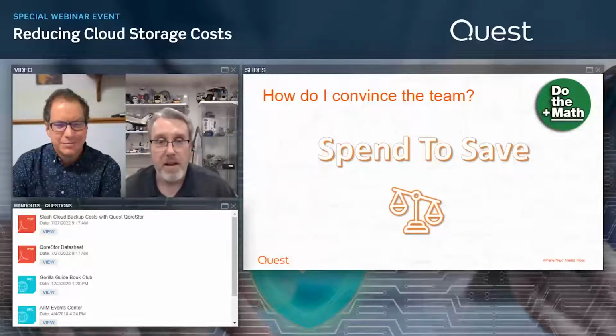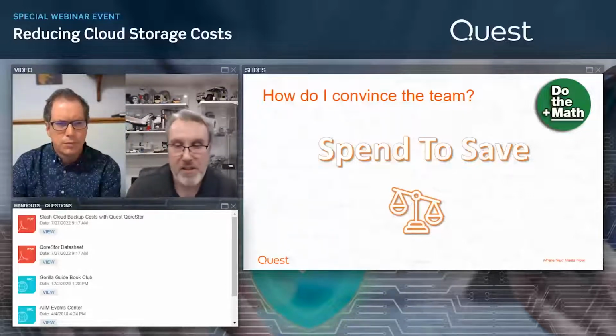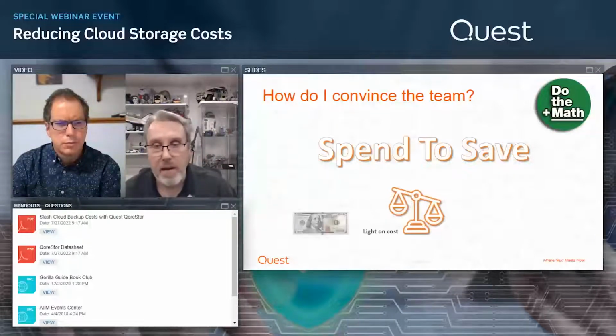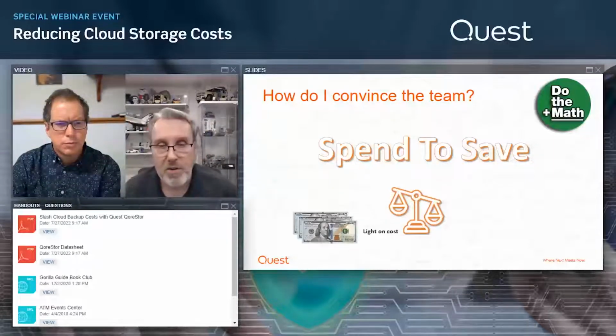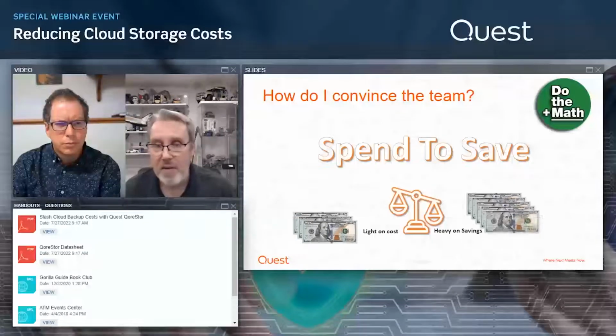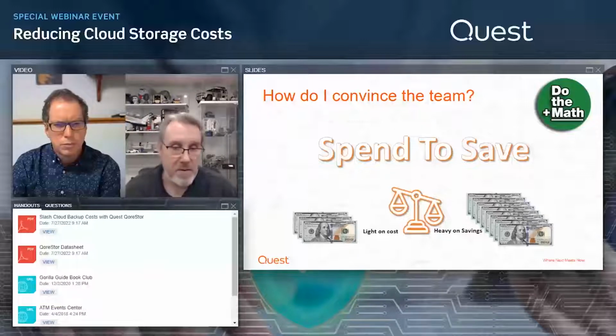There's a message here: sometimes you have to spend money to save money. It sounds a little counterintuitive, but it does bear thinking about. If I can be light on my costs, but really heavy on the savings that I will get out the back end, I can then implement technologies that enable me to meet the requirements I have for my cloud storage and my costs. And this is one of the things that CoreStor is really very good at.